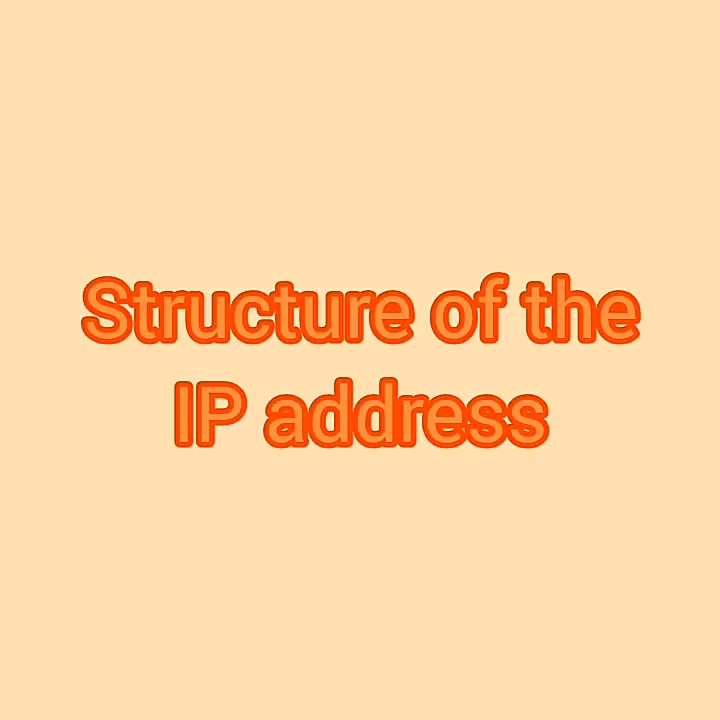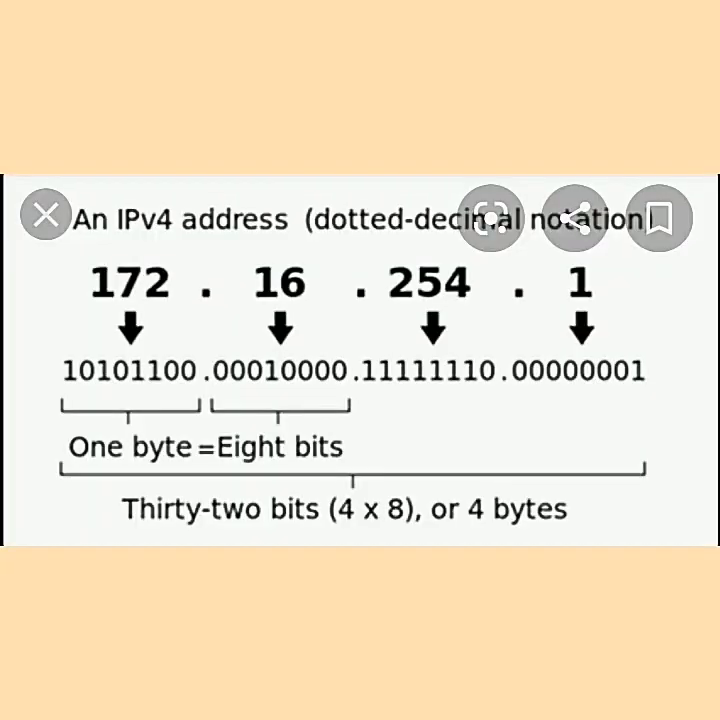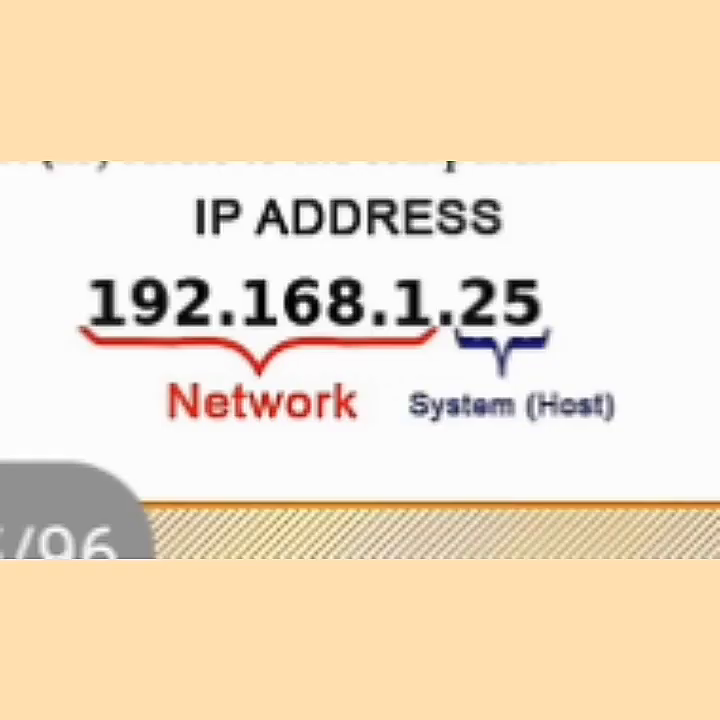Structure of the IP address. IP addresses under IPv4 have 4 parts. The first 3 parts are the same in all addresses. Suppose the IP address of a computer is 192.168.1.25. The common part 192.168.1 refers to the network, and the changing part 25 refers to the computer.